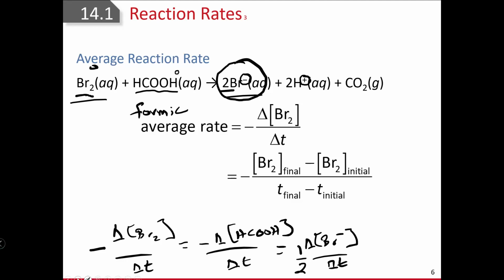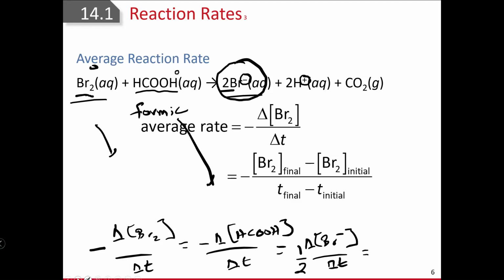So the average rate, or the rate of the overall reaction, can be related to the bromine, the formic acid, and the bromide ion. And notice we don't have any negative here with the bromide ion because it's increasing as the reaction goes on.